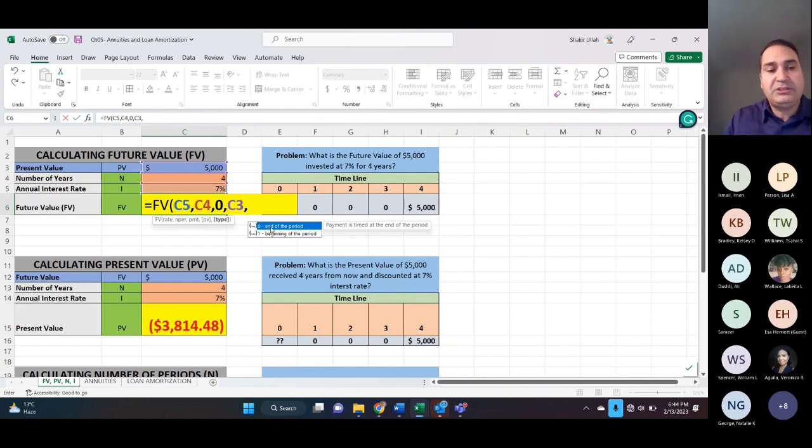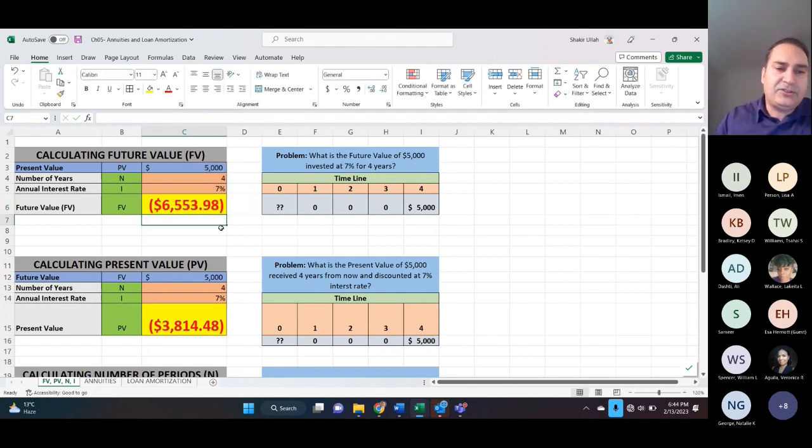But in some situations, if the payment is taking place at the beginning of the period, you will put number one. And in that case, that would be annuity due. So you can either put a zero or you can altogether ignore it if it's taking place at the end of the period, because that's the normal routine. Enter it and you get the answer.